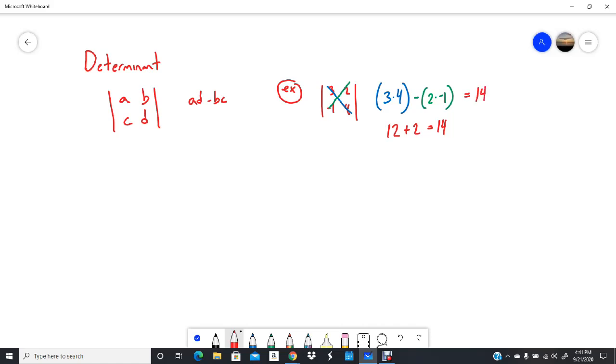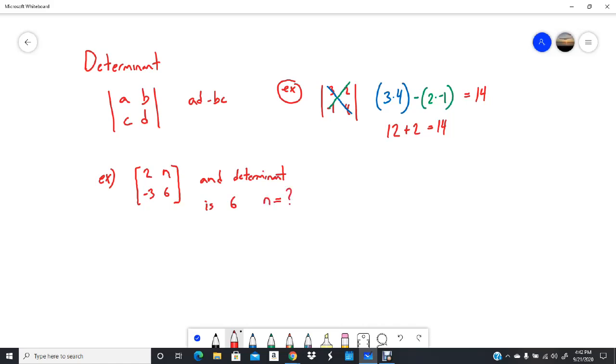Let's take a look at an ACT question. Let's say we have a matrix of 2, n, negative 3, and 6. And the determinant is 6. What is n?